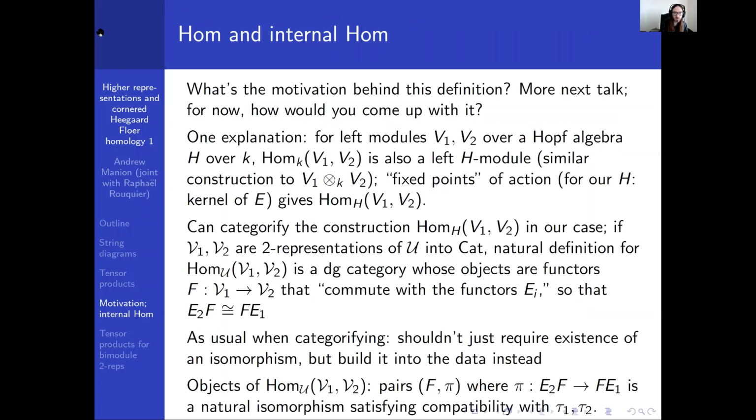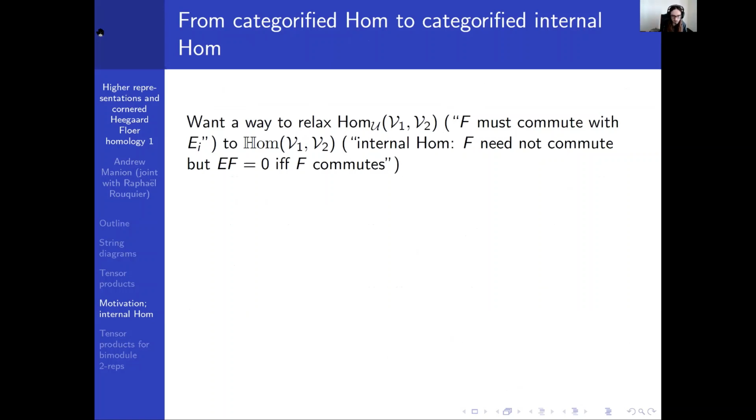And then you could define morphisms between such objects in the natural way, and you would get a DG category hom sub u of v1, v2. But the objects are these pairs f pi. Okay, so now what we want is a version that early categorifies hom k of v1, v2 rather than hom sub u.